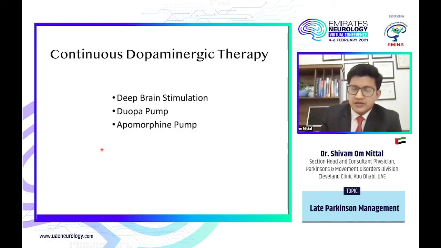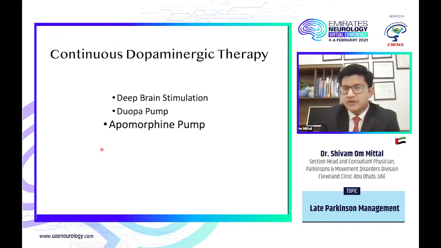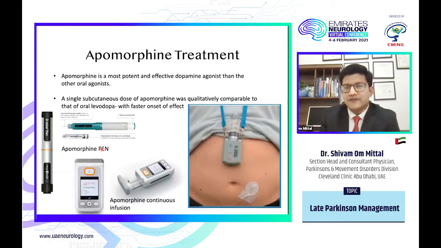Now coming to the third option, which is the apomorphine pump. Apomorphine is one of the oldest medications, actually. It's a dopamine agonist, and it works as good as levodopa, Sinemet. This is one of the fastest acting and the most potent dopamine agonists. And its use was limited because of the nausea side effects.